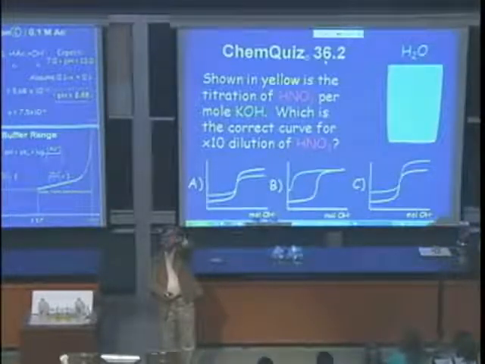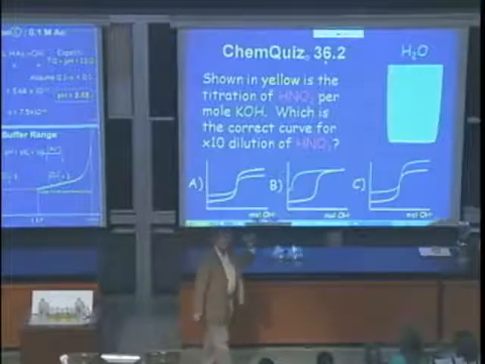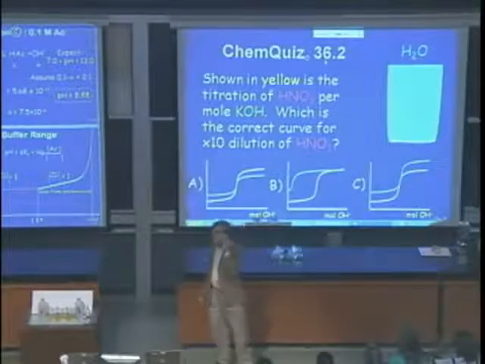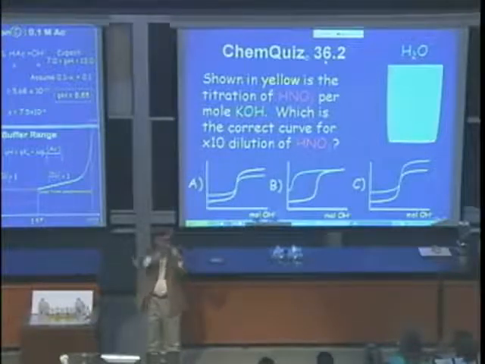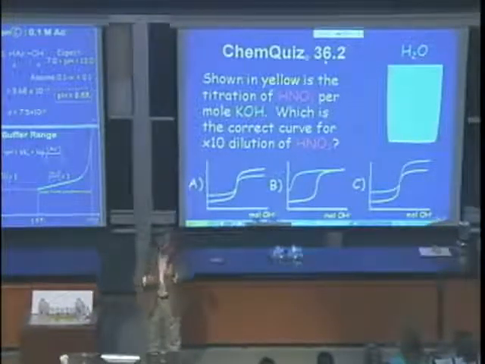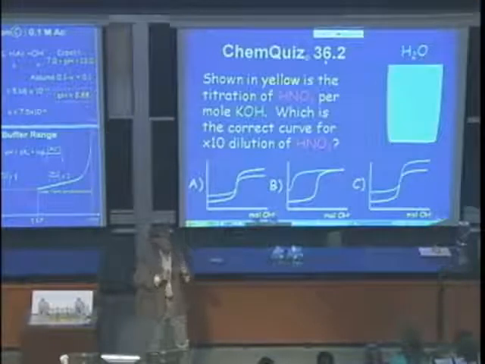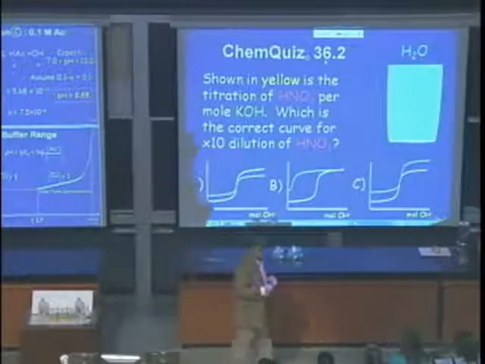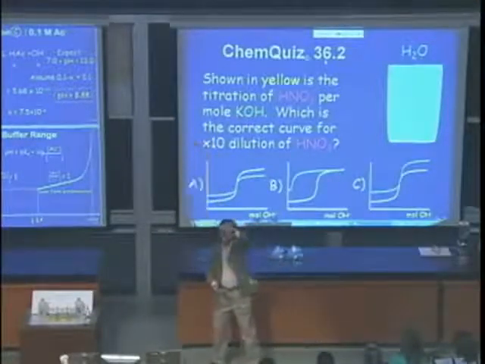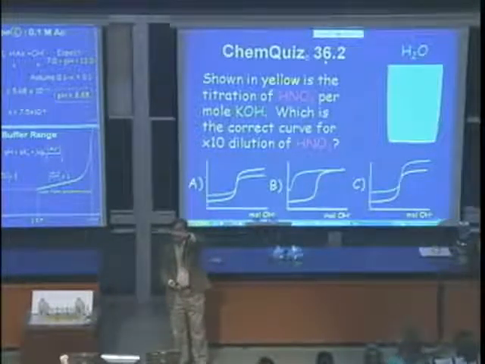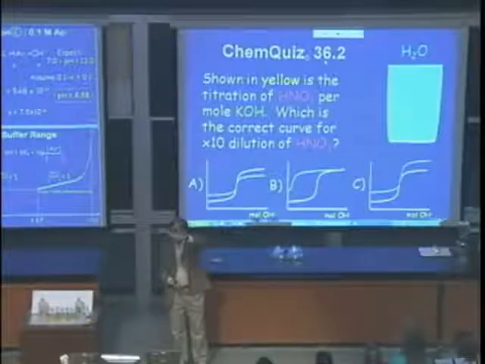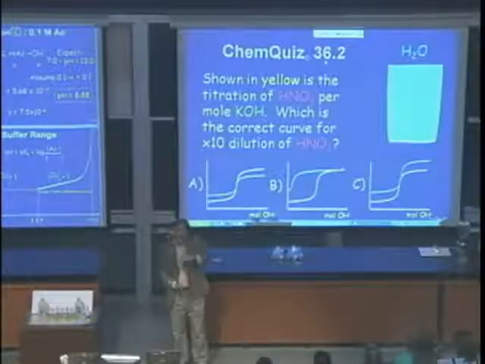So if you titrate molecule by molecule H3O+ with OH-, to make water, that would give you your equivalence point. Of course, in moles per liter the concentration went down by a factor of 10, but not the effective amount of HNO3. That's the first thing.